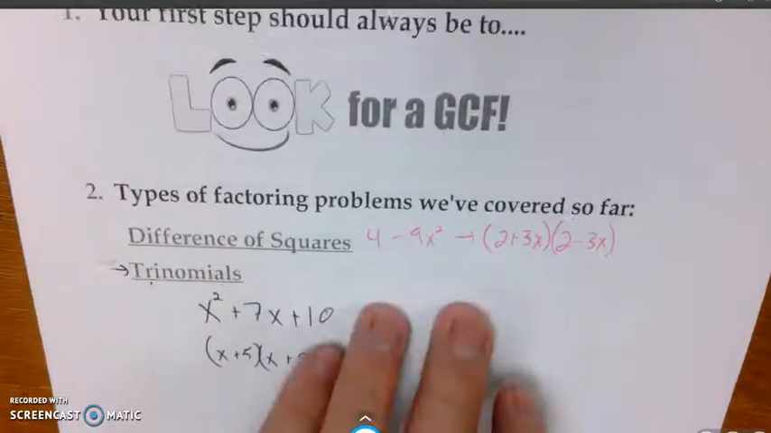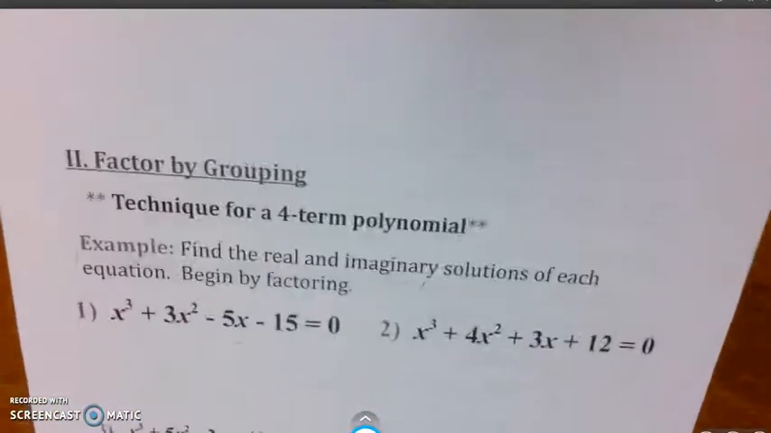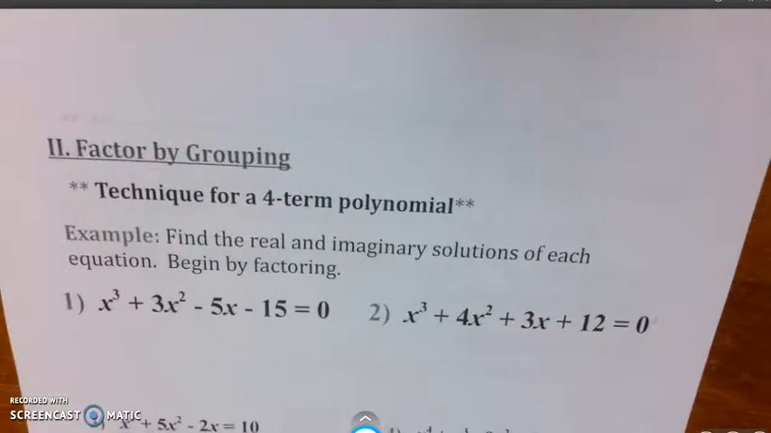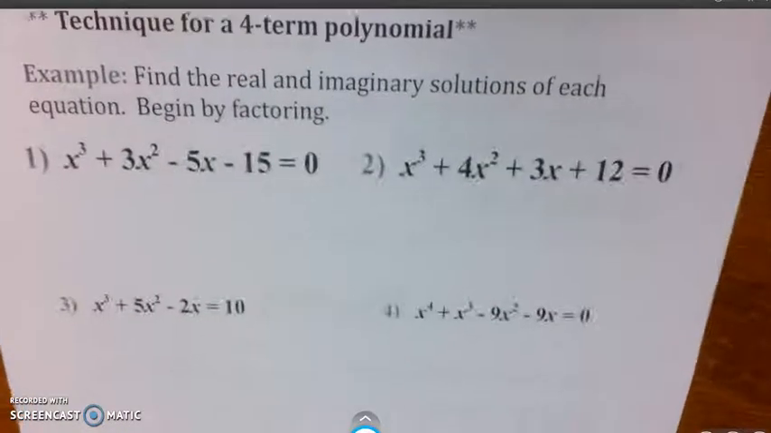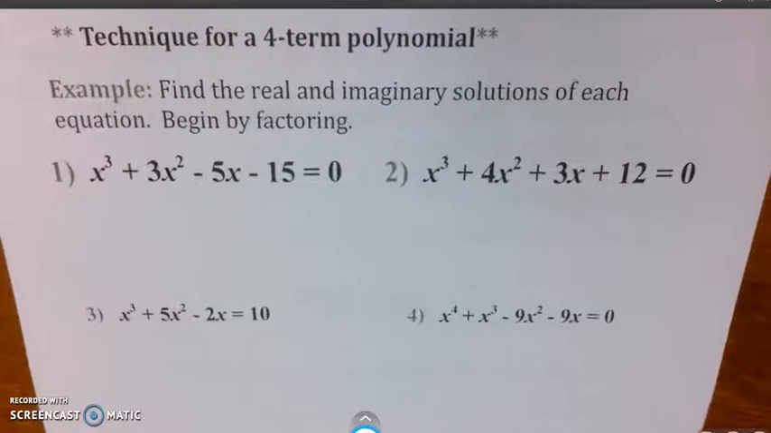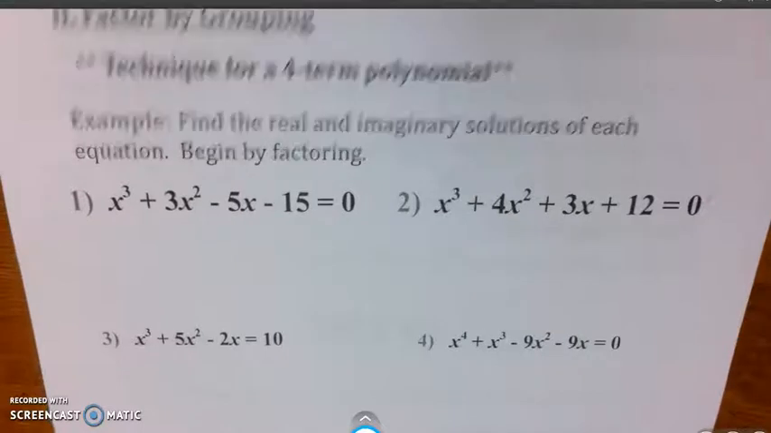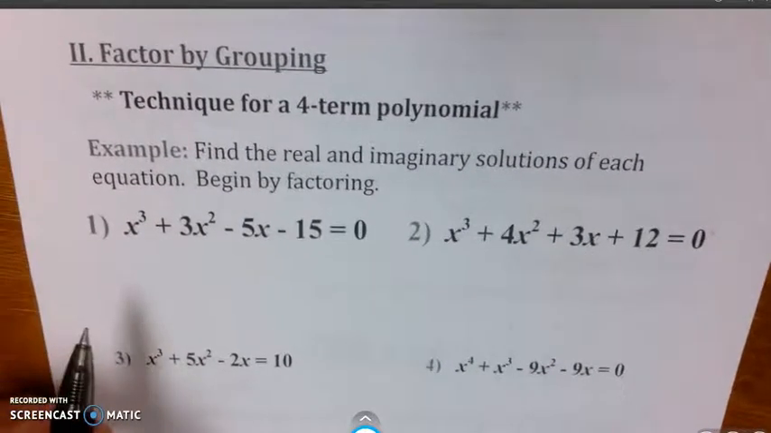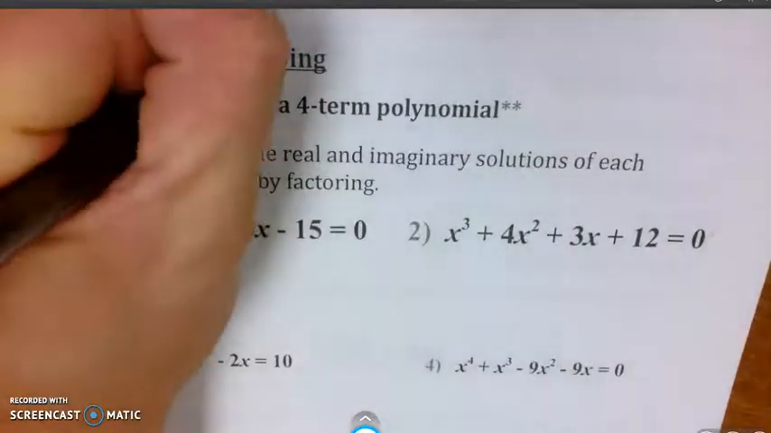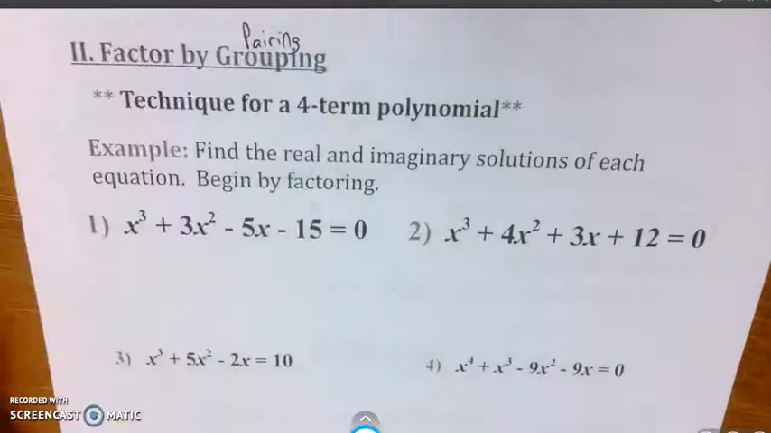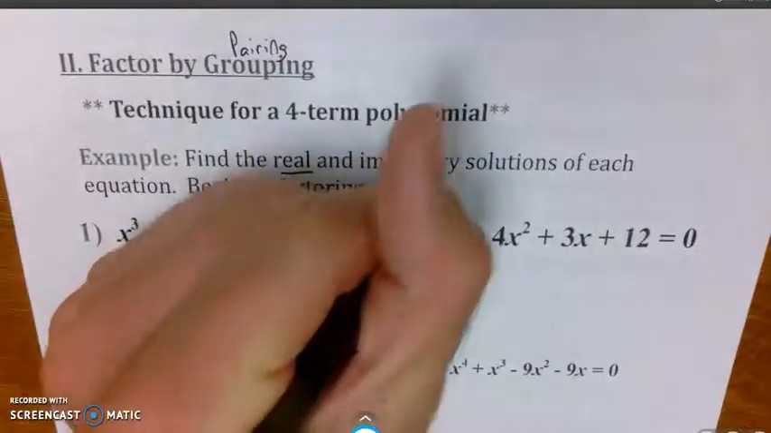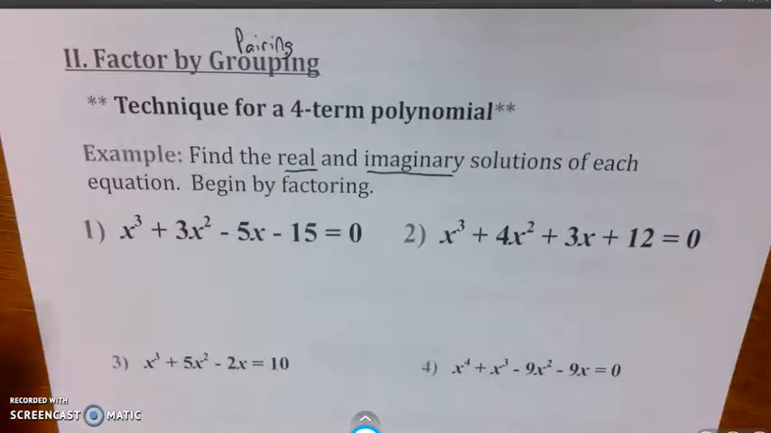Today we're going to learn 2 new ones. As we go through these, as always, if there's any part where you feel like you need to pause it, please feel free to do so. All right, so I've got 4 examples here. This is going to be the technique if you have a 4-term polynomial, and it's going to be factored by grouping, or factor by pairing, you might sometimes see. You'll notice we're going to be finding real and imaginary solutions for each of these.